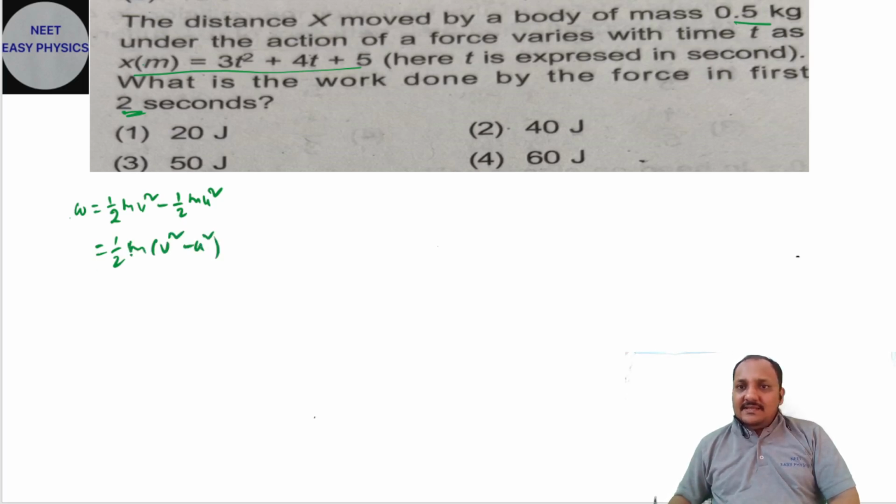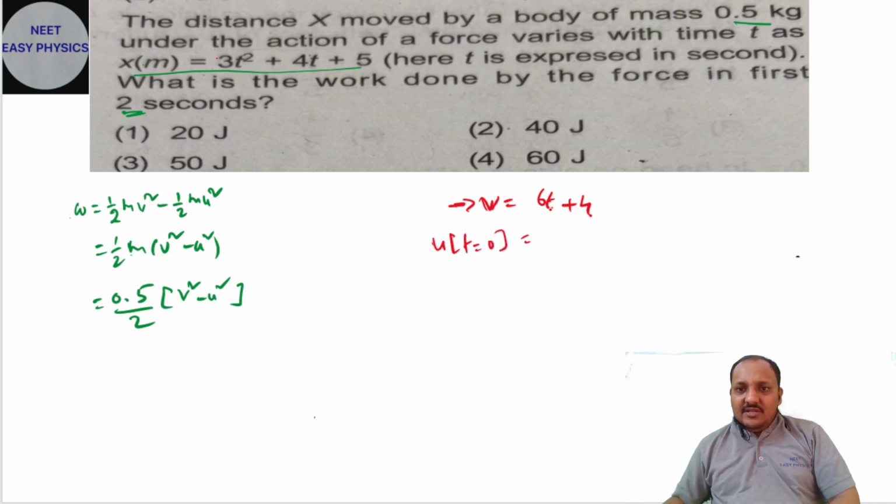Now the mass they gave is 0.5, so 0.5 by 2. We should calculate the velocities, v square minus u square. I am doing the velocities here. You can see what the velocity equation is for this integration. After doing integration, dx by dt means 6t plus 4. If you want to get the initial velocity, the t value should be 0. T is 0 means 4 meter per second.